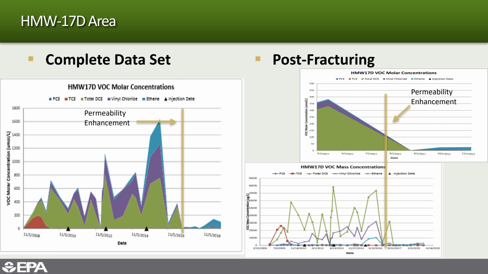DCE and vinyl chloride. And indeed, if we look in the lower right-hand corner, now we're looking at mass concentrations, but you see something very similar from the event in July of 17, where after the post-fracturing event, we see perhaps an initial kick up, but then a rapid drop of, in this case, the DCE product, and a real drop in vinyl chloride, and a nice uptick in the production of the full dechlorinated pathway to ethene.